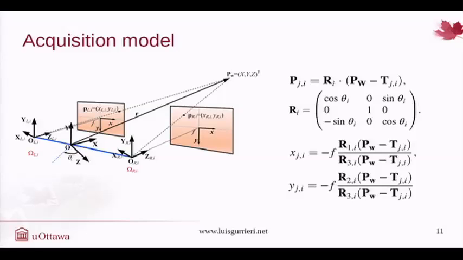From these relative coordinates of the scene in each one of the cameras, you can, using projective equations, find the coordinates in each one of the images, the X and Y coordinates for the left and right, for each one of the theta sub i.